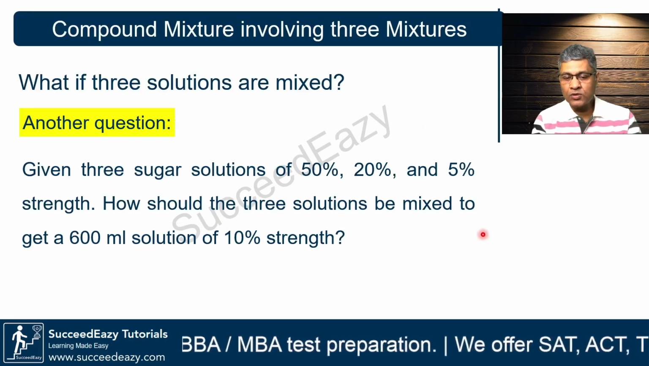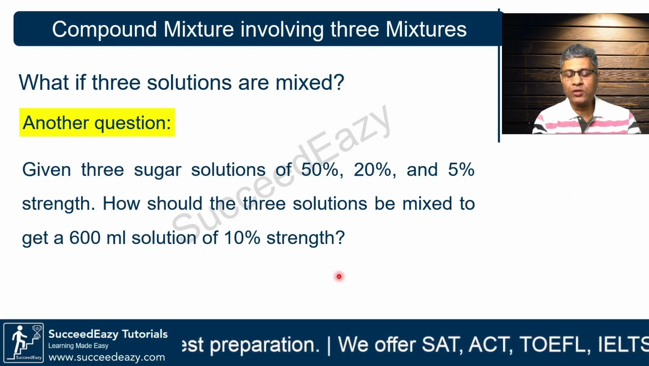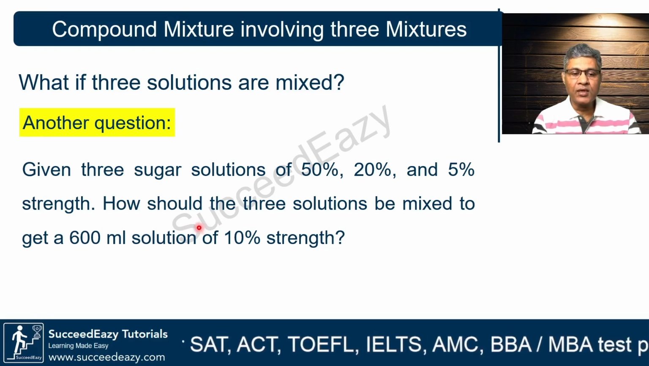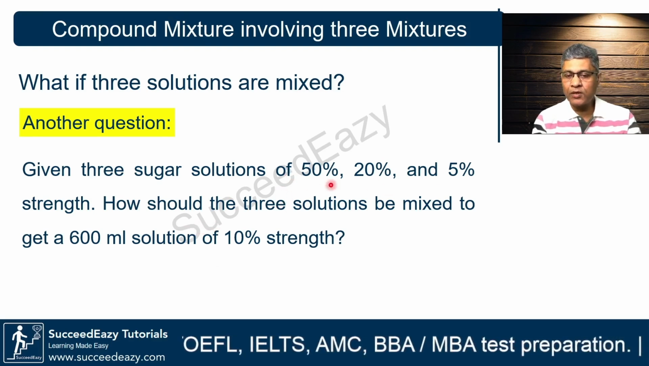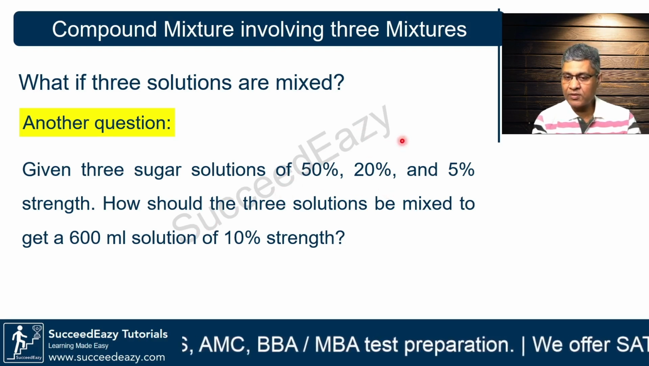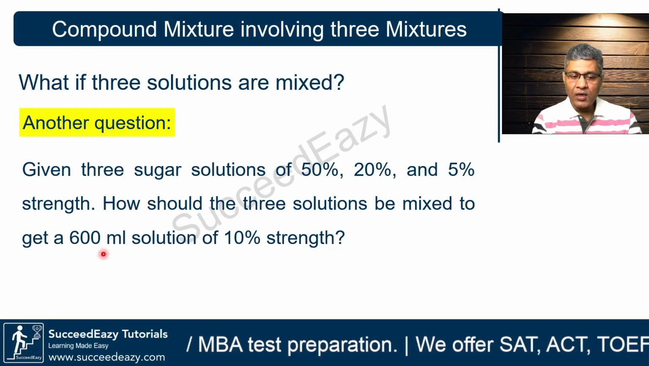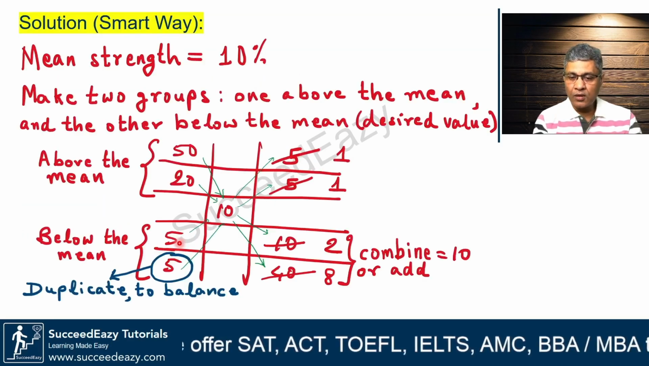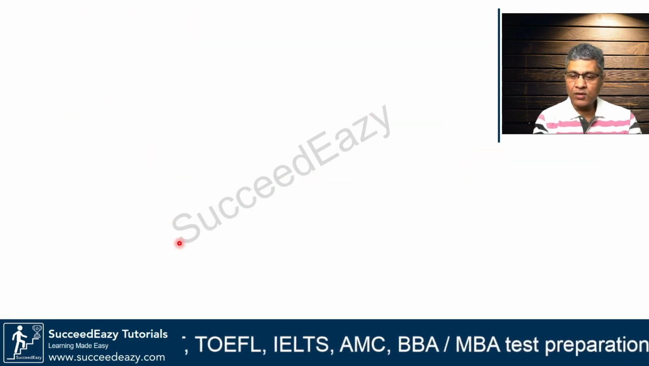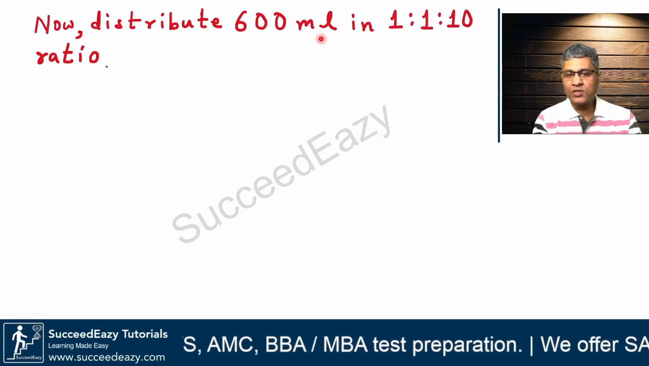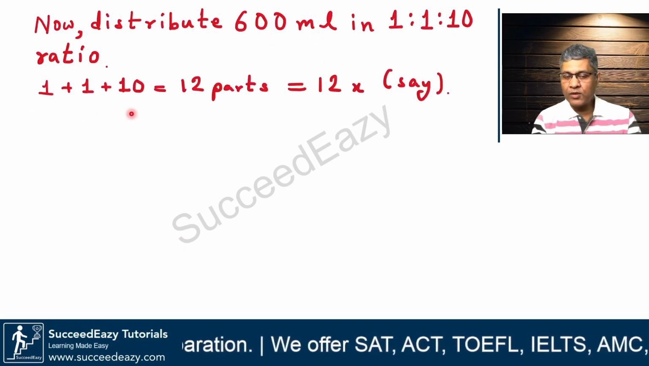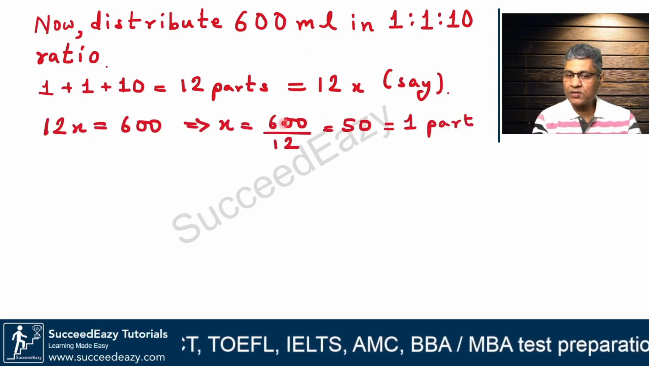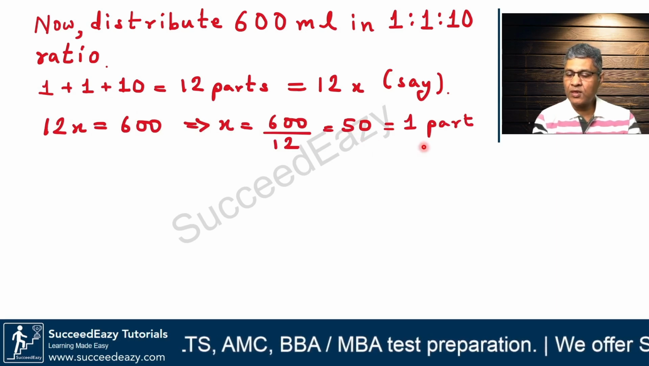But what was asked? How should the three solutions be mixed to get a 600 ml solution of 10% strength? So only the ratio is not sufficient. What we need to do is, how do we need to mix these particular solutions having strength of 50%, 20% and 5% to get 600 ml solution. So we need to prepare that 600 ml solution. So now we are in the realm of ratios. We got the ratios 1 to 1 to 10 and we need to distribute 600 ml in that ratio. 1 plus 1 plus 10, that is 12 parts. Let's say 12x. 12x equals to 600. So one part is 600 by 12, that is 50. That becomes a one part.